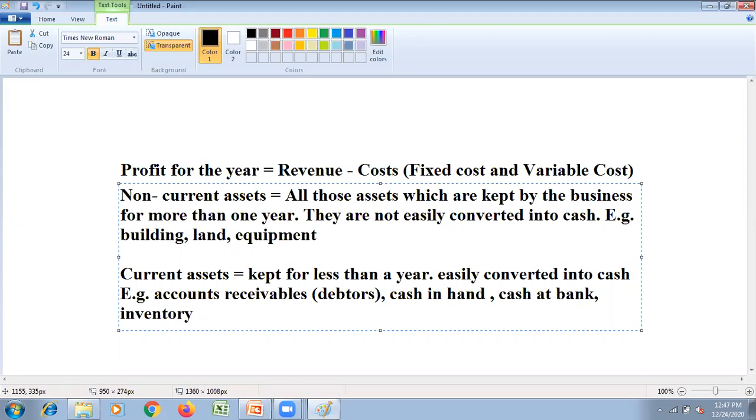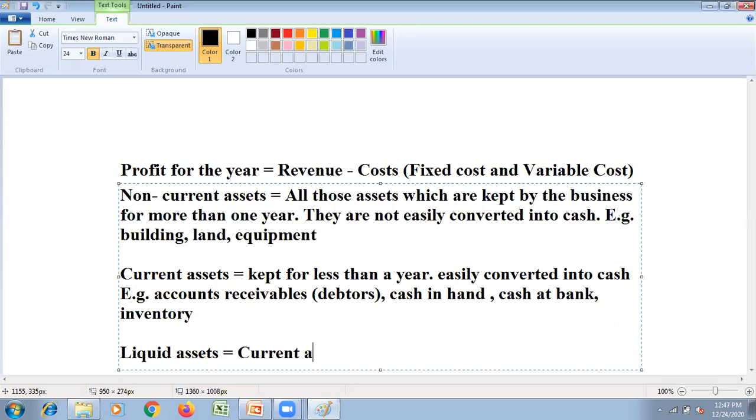Another name I'm going to use is liquid assets. Do remember liquid assets. Liquid assets are also current assets, but they can be converted into cash even more quickly than other current assets. That is why we call them liquid assets.